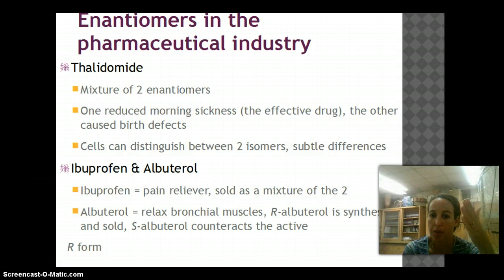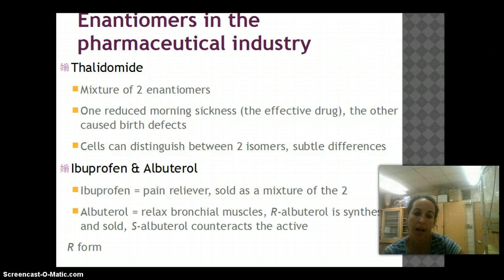The R-albuterol, which is the one form, is synthesized and sold. That's what you're taking if you have asthma. And then S-albuterol counteracts that form, so obviously you don't want to be taking that. So different effects, even though the difference is only where they are in the carbon, it still causes huge differences.